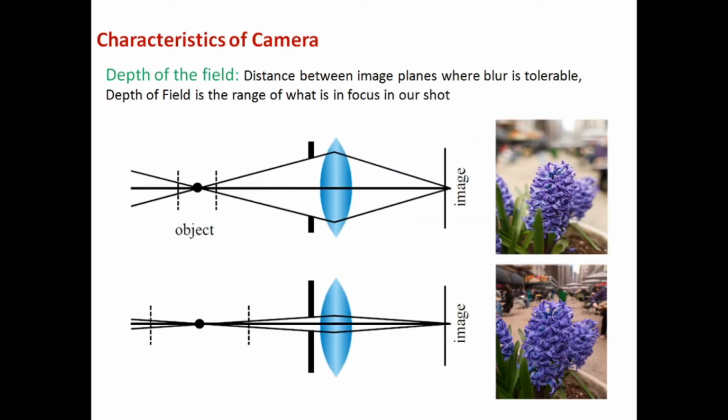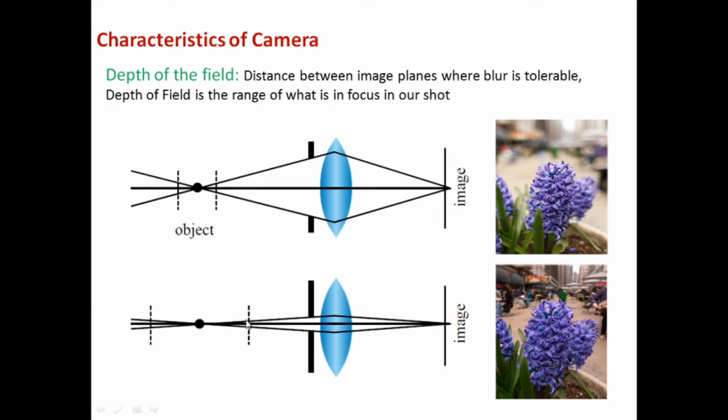So what is the depth of field? Depth of field is the range of what is in focus in our shot. When we take a camera, we take shots and capture some environment or whatever we like. During the time of capture, it depends on the depth of field. Here you can see I have a wider depth of field, which we call a wider region, and here a narrow or smaller depth of field.